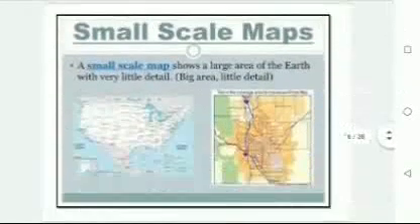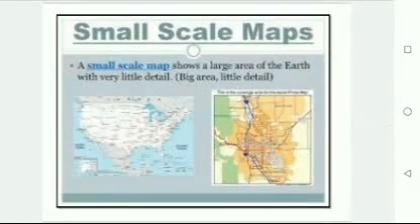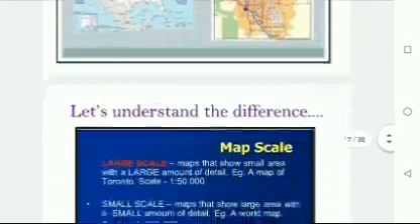Now what is a small scale map? Just the opposite. A small scale map shows a larger area of the earth with very little detail. So it is like a zoom out version of your photograph where you capture a larger area but not with great detail. So a small scale map actually covers a very big area. The larger the area, the less detail can be shown. So a small scale map means a bigger area and very little detail.